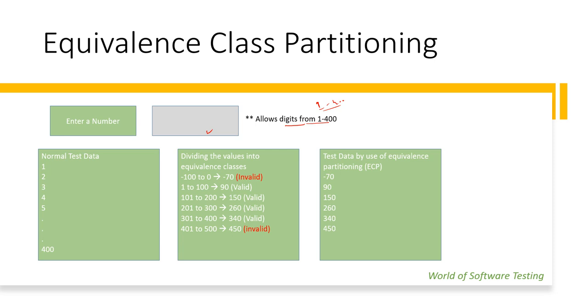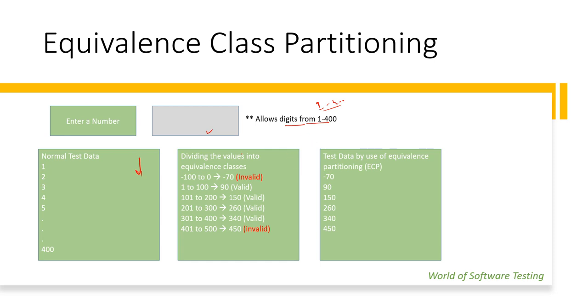To create this, divide the entire data into multiple classes, that is the partitioning. In this example, if you see the first table, which is normal test data, with the normal test data we need to enter each and every value once in this text box and test if it is accepting or not, or if it is working as expected or not. So this is very time consuming, and we cannot do this with the normal test data. So we need to divide this data into classes here.